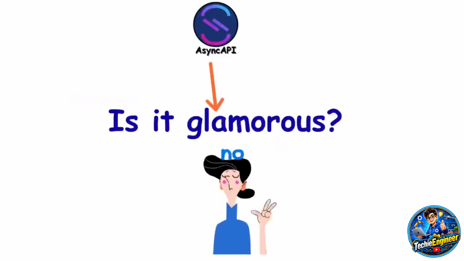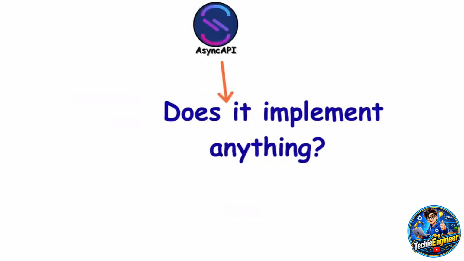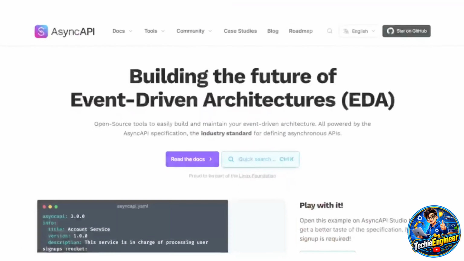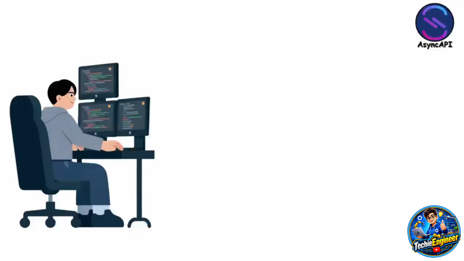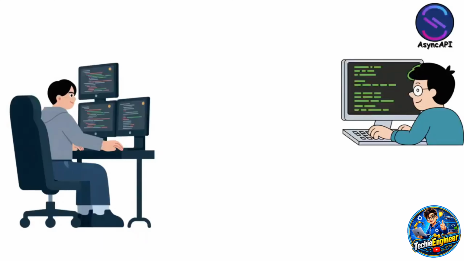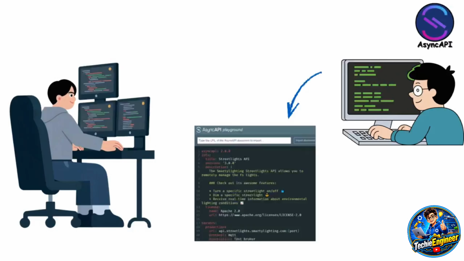Is it glamorous? No. Does it implement anything? Also, no. It's pure documentation. But 3 months into a project, when you need to integrate with someone else's service and they've got Async API specs, you'll be thanking every higher power you believe in.